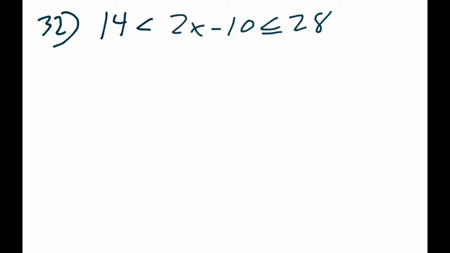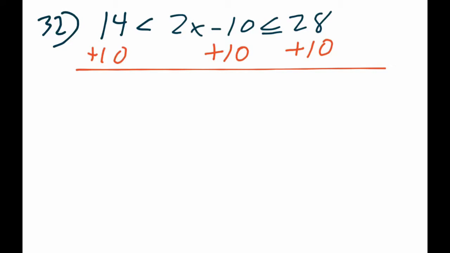So the way that I do this problem, they say I want the answer in interval notation, is I'm going to add 10 because that's how I'm trying to get x by itself in the middle. So if I'm going to add 10 there, I'm going to add 10 to all three spaces in this inequality. So I wind up with 24 is less than 2x is less than or equal to 36.